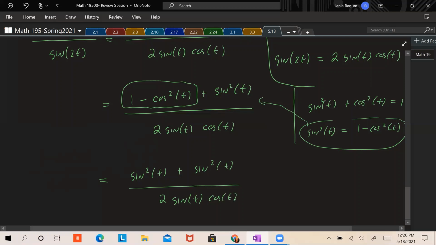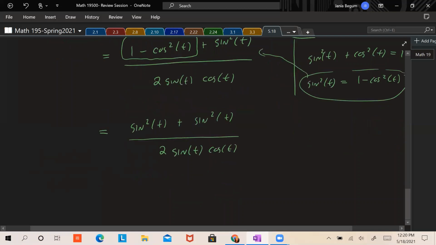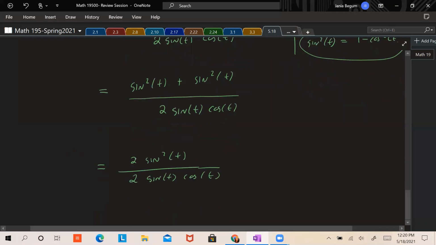And then sine squared t plus sine squared t is what? Like terms, right? 2 sine squared t. So that will give us 2 of the same group, so we have 2 sine squared t over 2 sine t cosine t. And here it's going to simplify. The 2 will cancel out, I can cancel sine t with one of the sine t's from the top, and I'm left with sine t over cosine t. Now what is sine over cosine? Tangent. So all of that simply comes down to tangent.